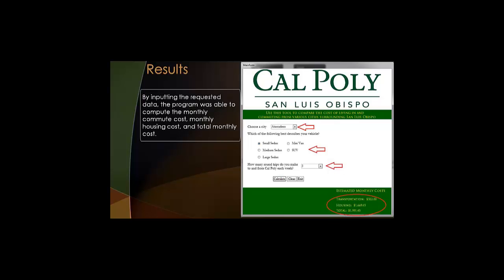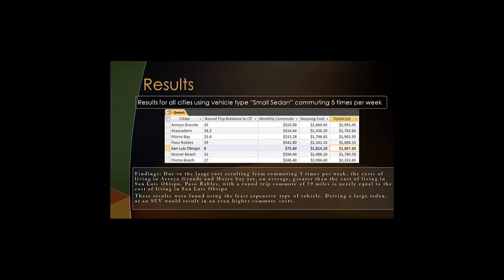In Atascadero, with a small sedan, commuting 5 times per week, the transportation cost is $322 per month. The housing cost is $1,669.45 per month, coming to a total of $1,991.45 total cost per month. The query shown here contains the cost of living in and commuting from each of the cities in a small sedan 5 times per week.